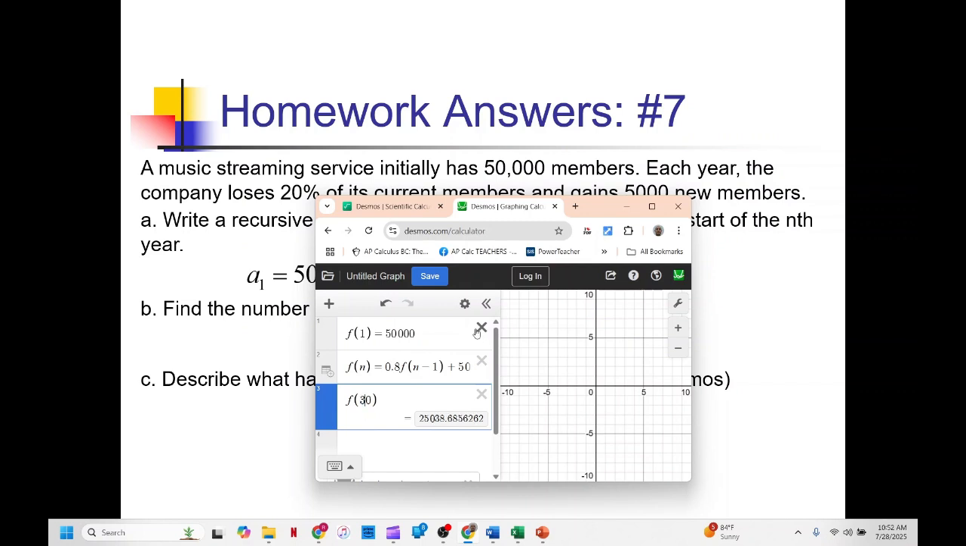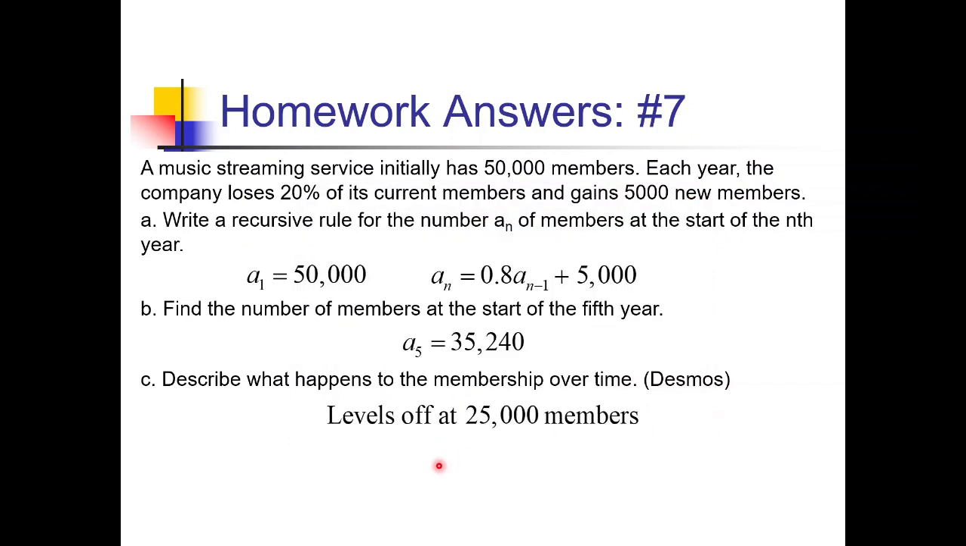How about f of 30? Changing a little bit. F of 40. Now we're down to almost 25,000 exactly. F of 50, 25,000 even pretty much. Can we get any lower? Let me do f of 100. Looks like we're kind of holding steady at 25,000. Let me just add another 0 for fun. 25,000. All right, I think we can conclude that we are leveling off at 25,000 members.